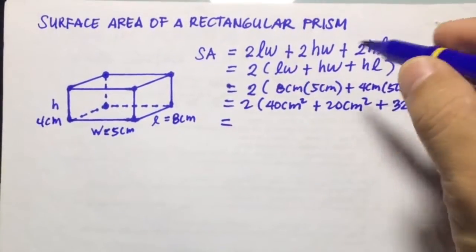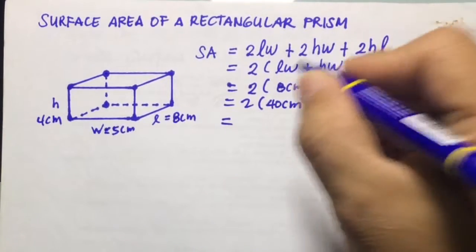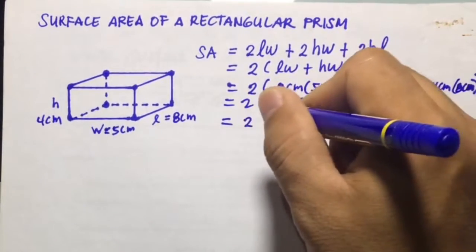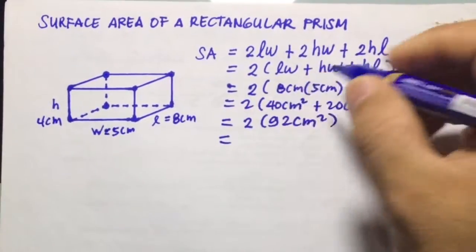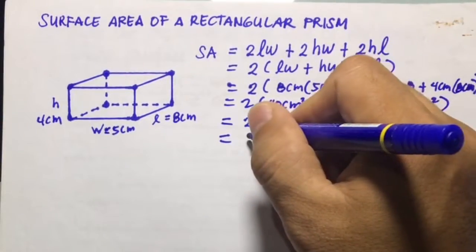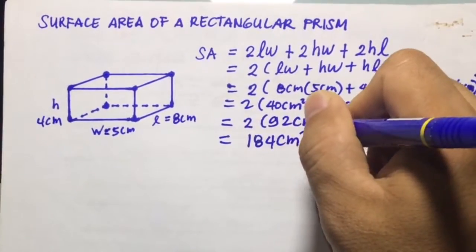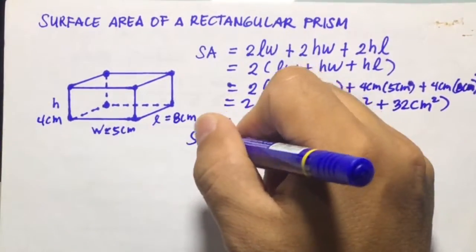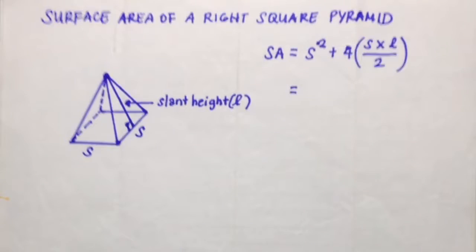Then adding the 3, 40 plus 20 is 60 plus 32, that will be 92 centimeters squared. Then multiplying the 2 times 92 cm squared, the answer here will be 184 centimeters squared. So this is your surface area. Next one is surface area of a right square pyramid.